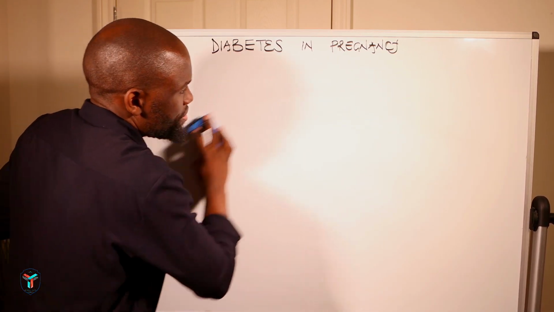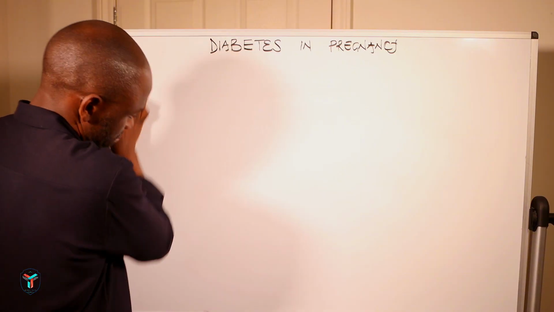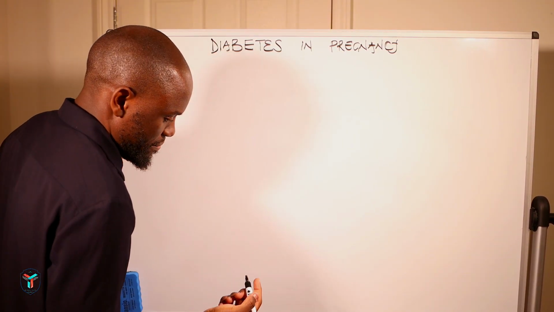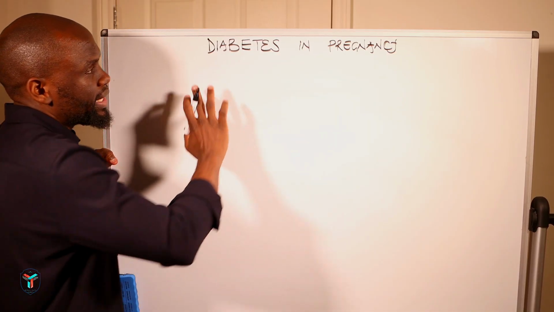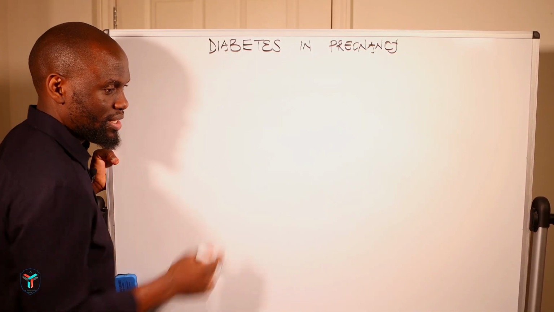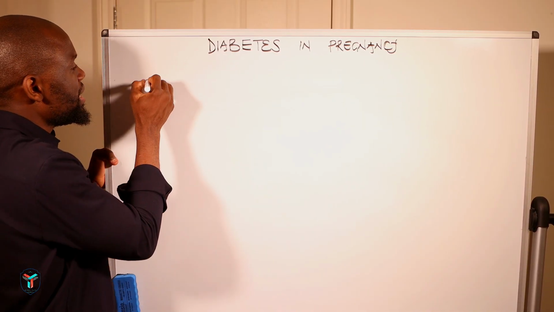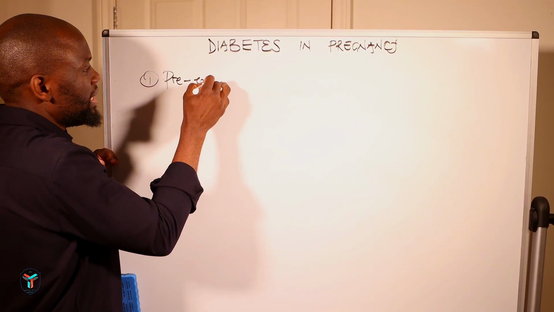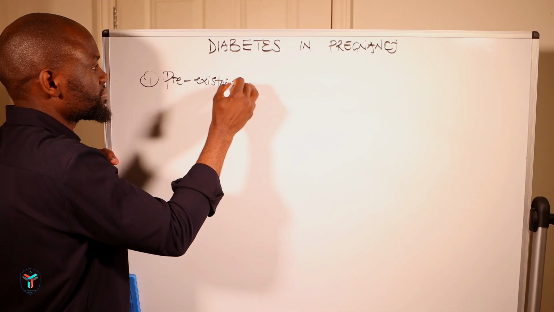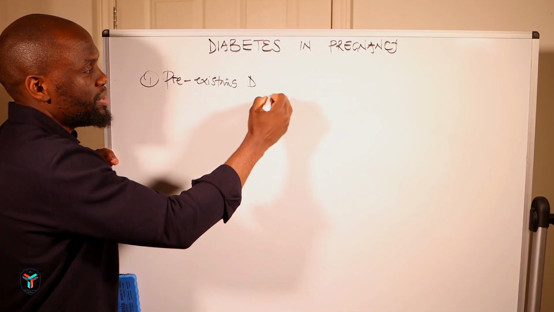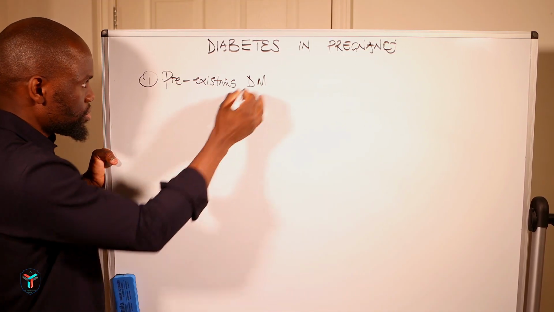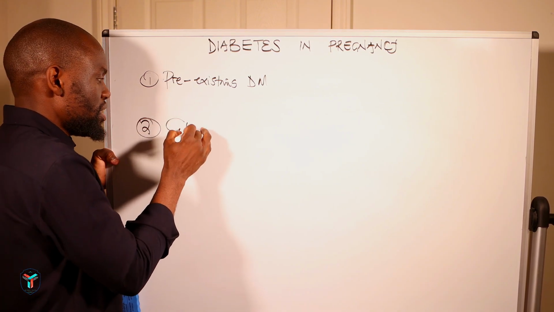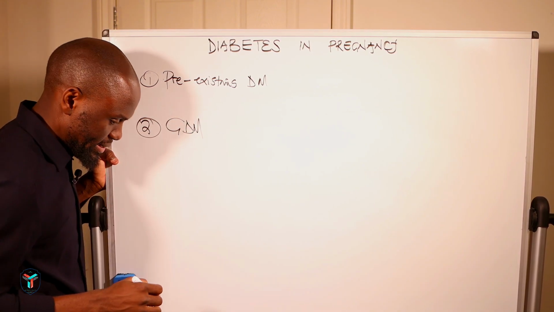Okay, so the diabetes that we're talking about today can be broken down into three main parts. But before we look at the three main parts, let's break it down into two main parts. Number one, we can talk about pre-existing diabetes. Usually it's diabetes mellitus, so if I say DM, then I'm talking about diabetes mellitus. And number two, we can talk about gestational diabetes mellitus here.